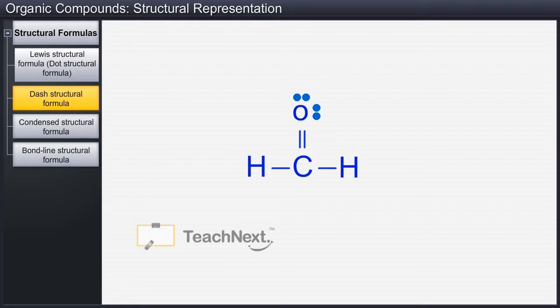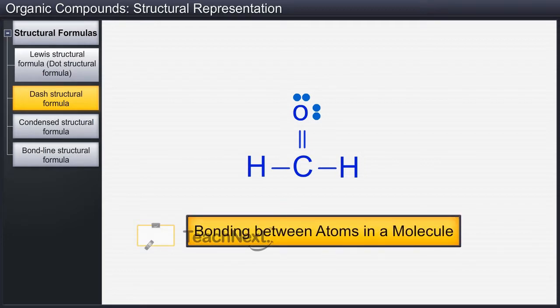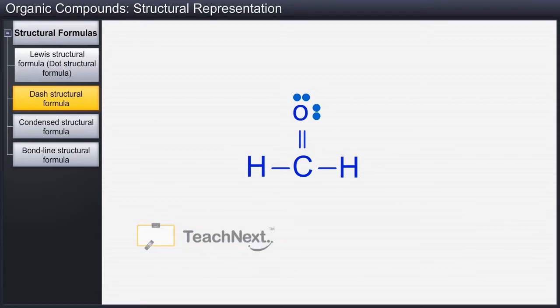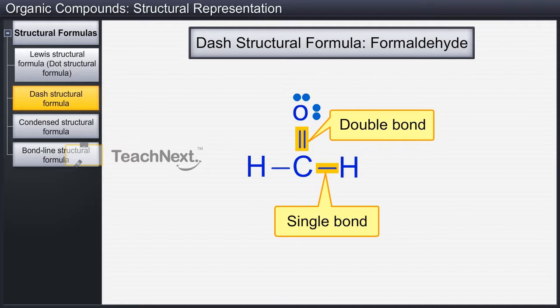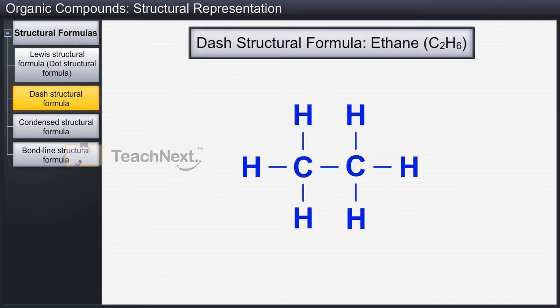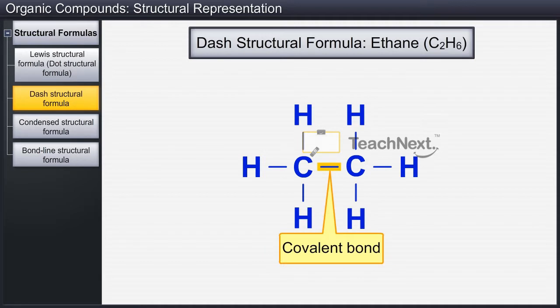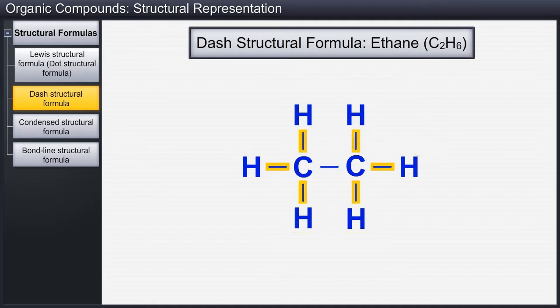This structure represents the bonding between atoms in a molecule and also shows the presence of lone pairs on the atoms, if any. This structural formula shows the arrangement of atoms and the type of bonds present between the atoms in the molecule. Here's the dash structural formula for ethane. In ethane, 2 atoms of carbon are attached to each other by a single covalent bond, and all carbon-hydrogen bonds are also single covalent bonds.